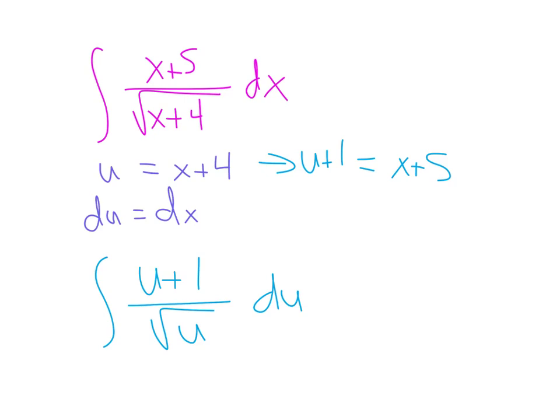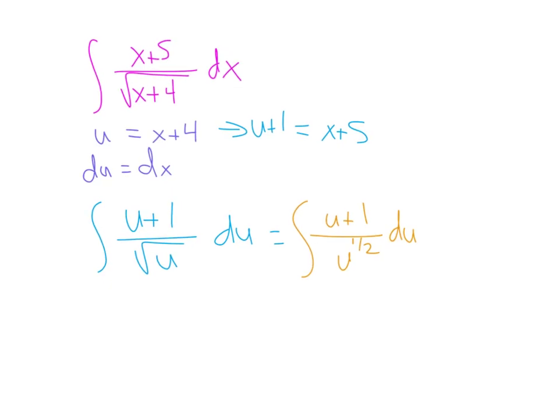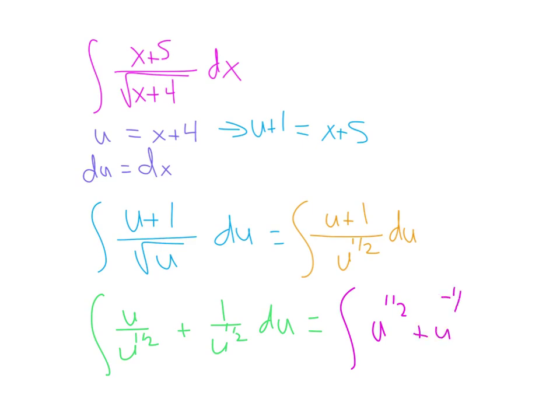You still have this crazy fraction thing. Well, let's check this out. If we use our algebra skills and we rewrite this as u plus 1 over u to the 1/2, I can divide both pieces by that u to the 1/2. So I can rewrite this as u over u to the 1/2 plus 1 over u to the 1/2 du, which I can then write as u to the 1/2 plus u to the negative 1/2 du.